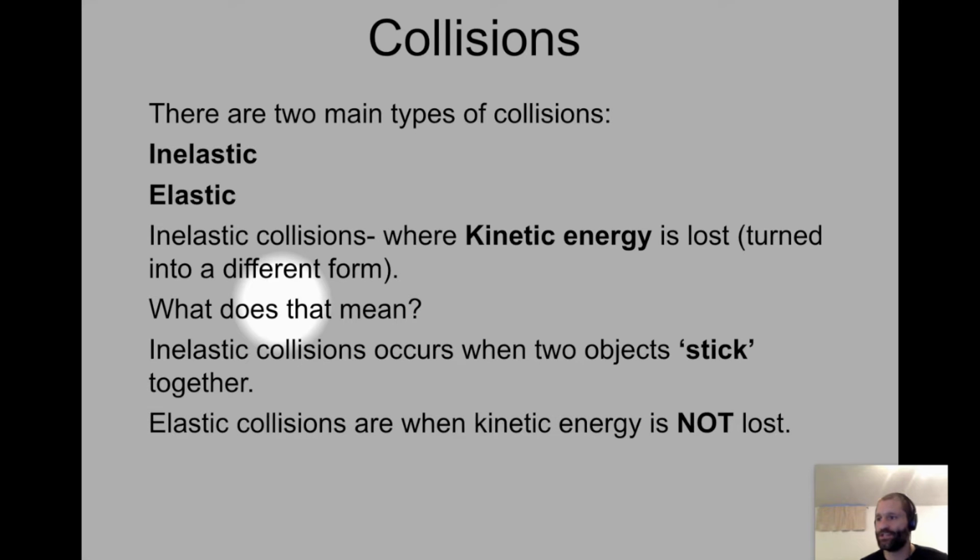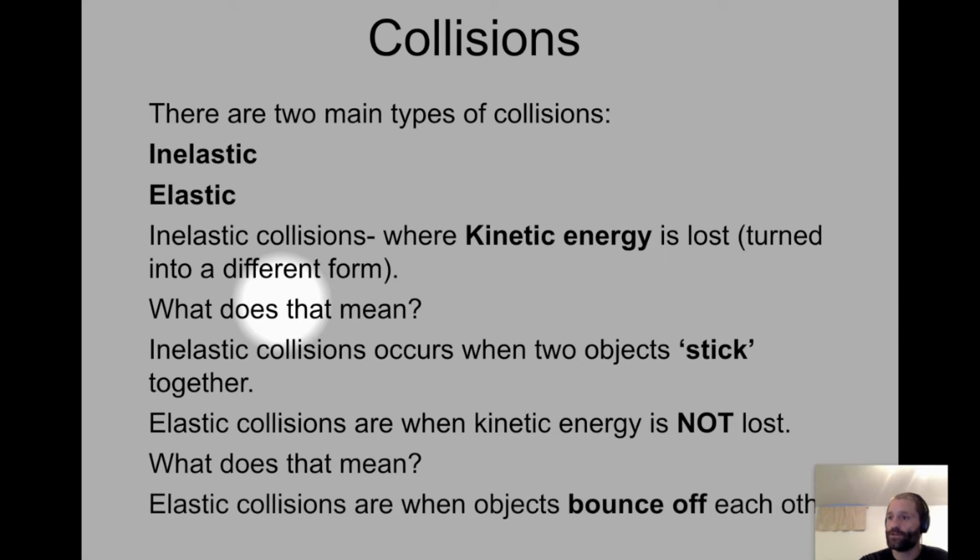Elastic collisions are when kinetic energy is not lost. So billiard balls, pool balls, bumper cars. That's when it's not lost. So what does that mean? Elastic collisions are when objects bounce off one another. The one on the left in that picture down at the bottom, this really dark one here, that is an example of an elastic collision. So inelastic, stuck; elastic, does not stick, bounces off.